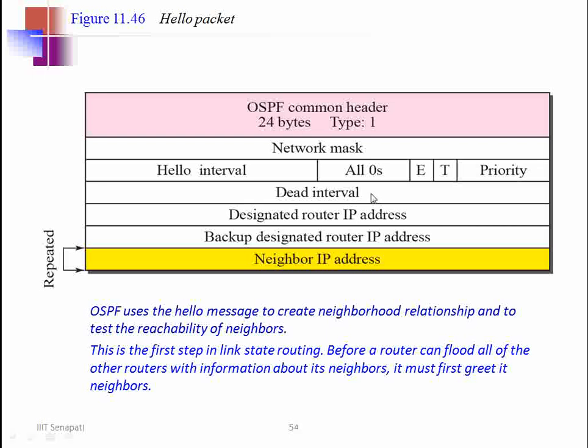Now this is the dead interval, a 32-bit field. It defines the number of seconds that must pass before a router assumes that a particular neighbor is dead.